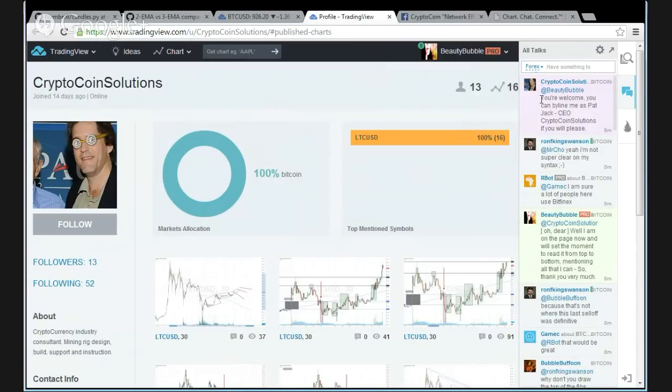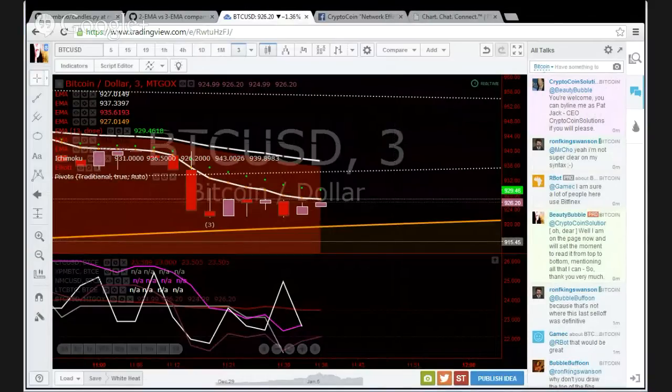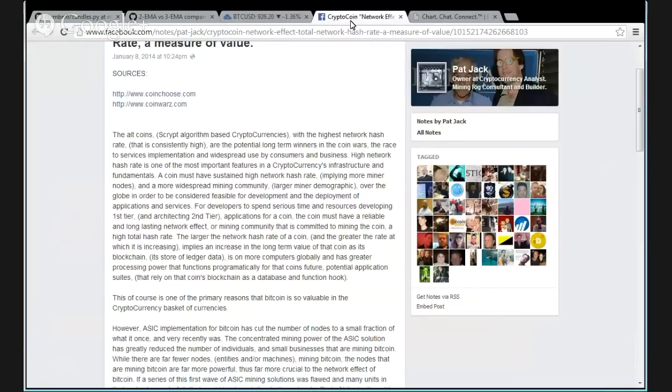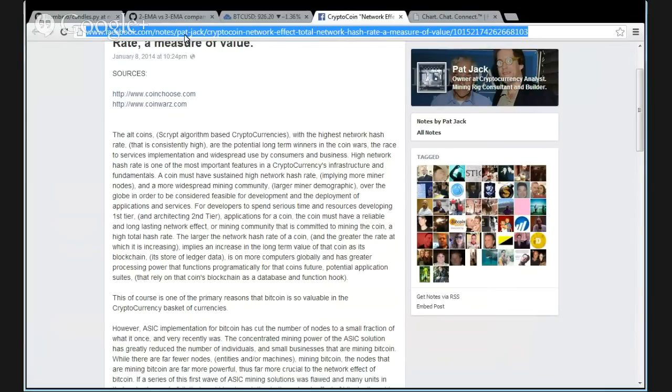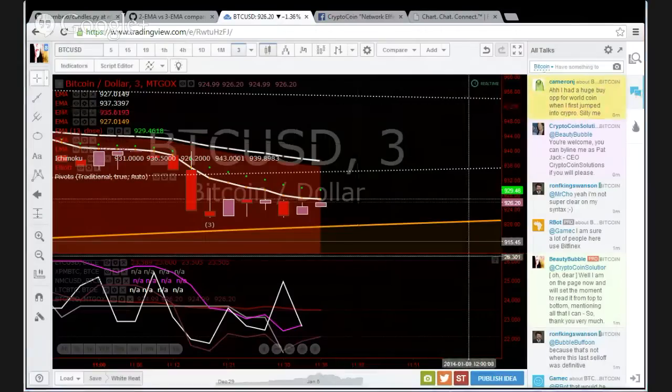Okay, I got it. That's very cool. I hope I can remember that though. Pat Jack, he's the CEO of Crypto Coin Solutions. So definitely follow him over at TradingView, and we will make certain to read his piece. Pat Jack, you wrote the Facebook piece yesterday at 10:24. So we'll definitely cover this. I'll take the Facebook link, copy it over, come back over to us, and put it in the Hangout. So I've got it there.